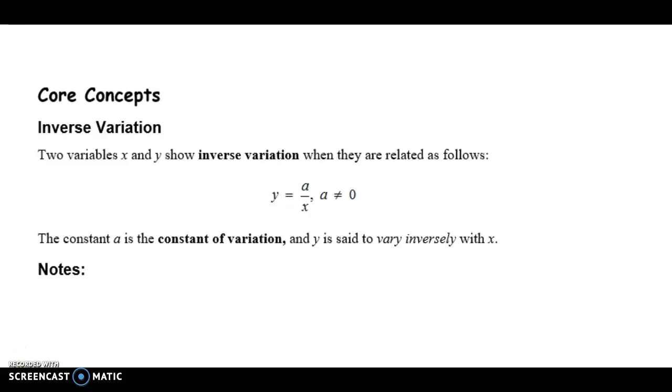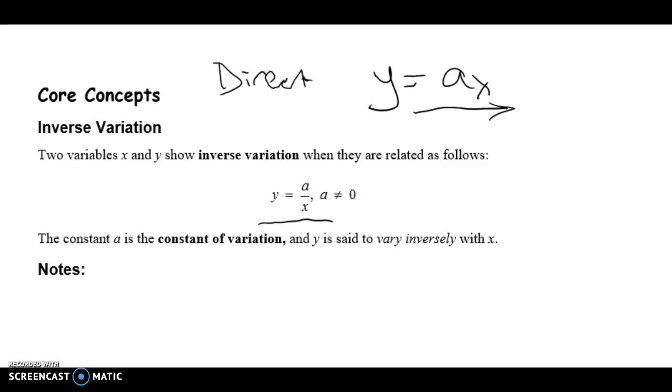So again, in the core concept here, you can see the inverse variation equation is y equals a over x. As a review, the equation for direct variation is y equals a times x. Notice direct variation, you see multiplication, it's straight across. Inverse variation, x and y are opposite of each other. And see how I did a circle like that? Inverse variation, they're going to be opposites of each other.